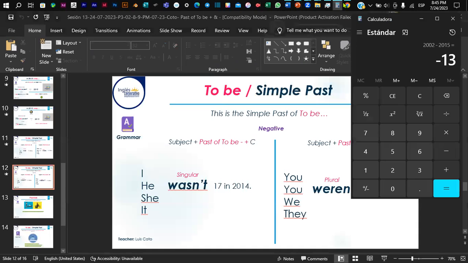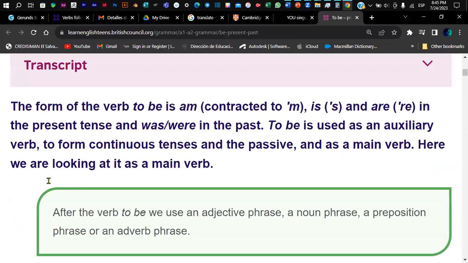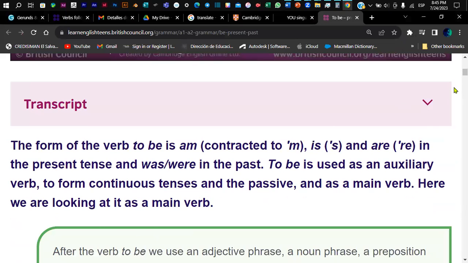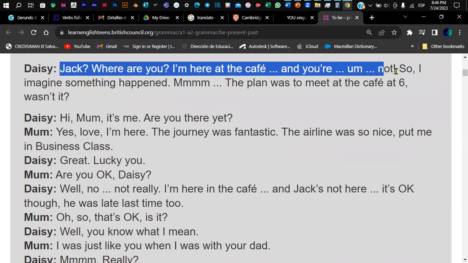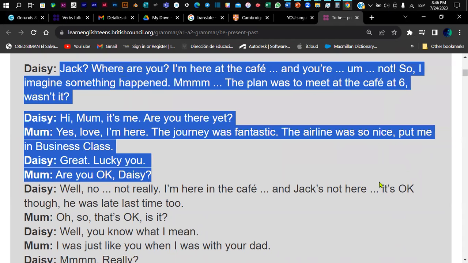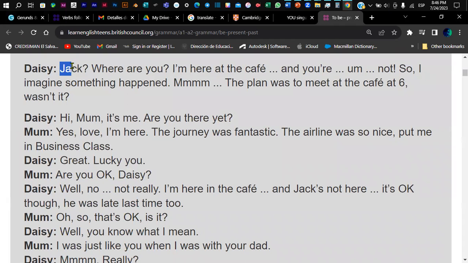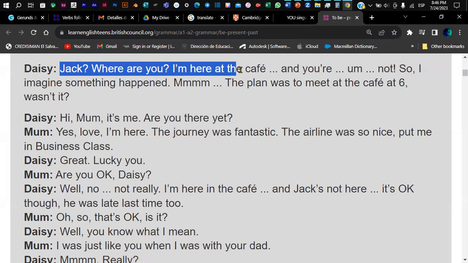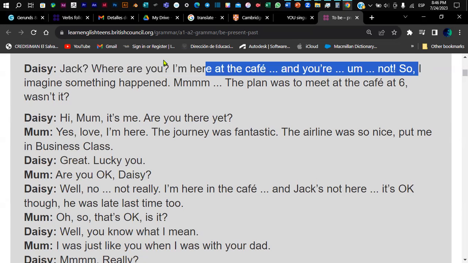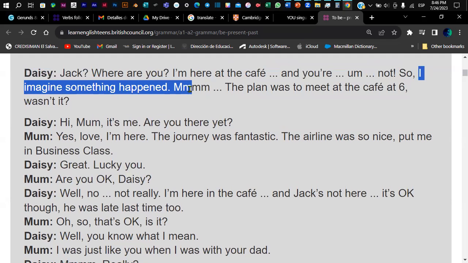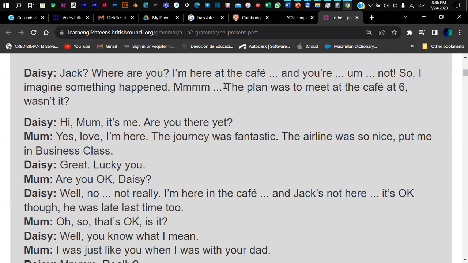Check if you look at this part. You can see the transcript. You can read the complete conversation. Do you notice a verb to be in simple past? Let's see. Where is the verb to be in simple past? Here.